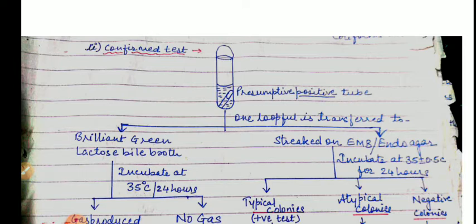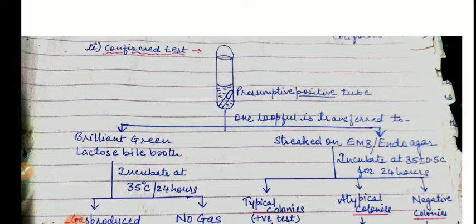Brilliant green lactose bile broth. The other two media are Endo agar or EMB agar. Endo agar or EMB agar is taken in plates. Brilliant green lactose bile broth is taken in a test tube with a Durham's tube inserted inside the brilliant green lactose bile broth. In short, we call it BGLBB.